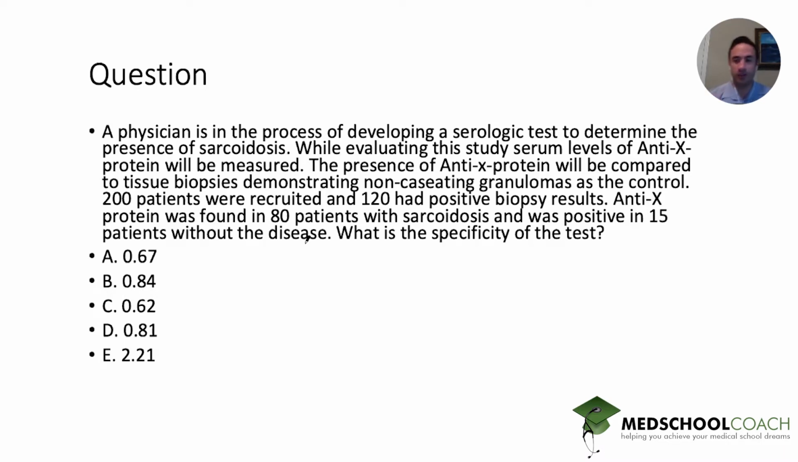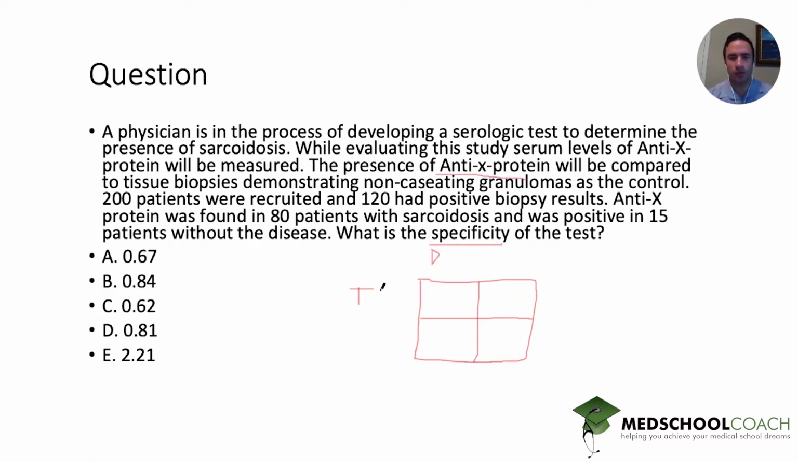So this gives us a fairly straightforward vignette. Immediately we're given data, and we know we're going to be working with this data to grab the specificity. So initially we're going to build our 2x2 table, and then we're going to identify terms. So first off, what is the test of choice? And then what is the disease being evaluated? So the test here is this anti-X protein.